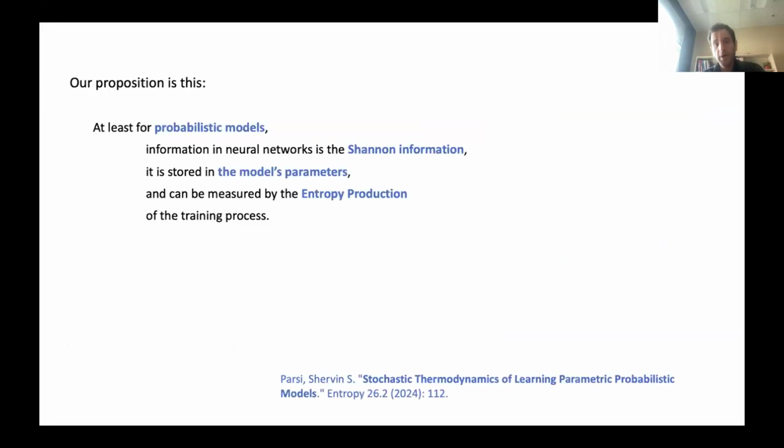Okay, now what I want to say in this presentation, which is based on my recent paper, is this: at least for a probabilistic model, information in a neural network is the Shannon information. First of all, this is the Shannon information, and it's stored in model parameters. So I'm advocating for what Hinton also said: it's in the parameters, not in the activation of hidden neurons. And more interestingly, it can be computed as the entropy production of the training process, which I'm going to talk about.